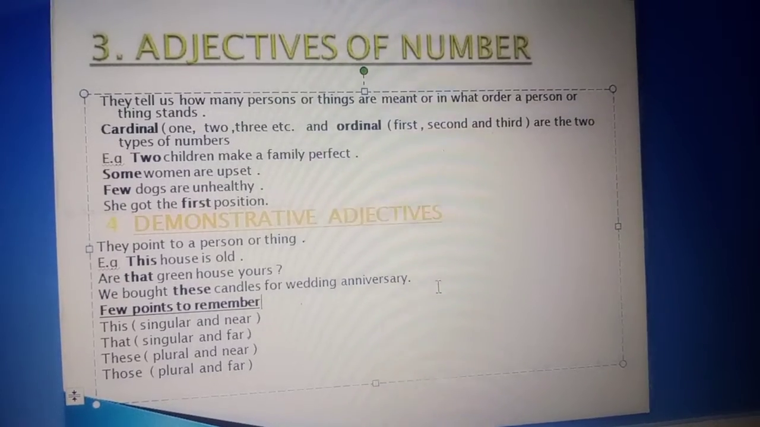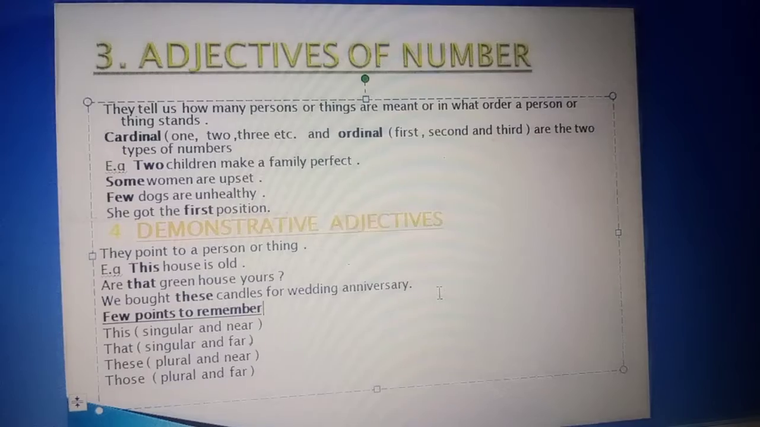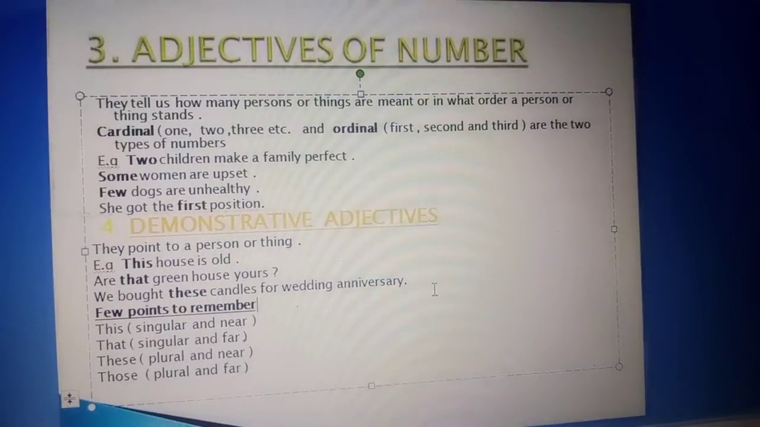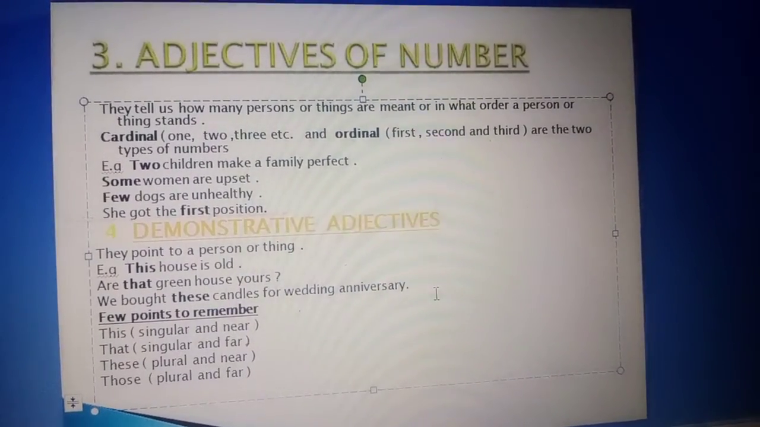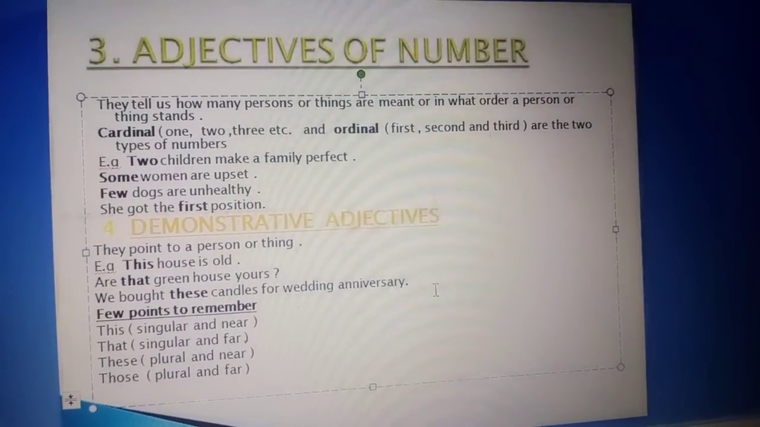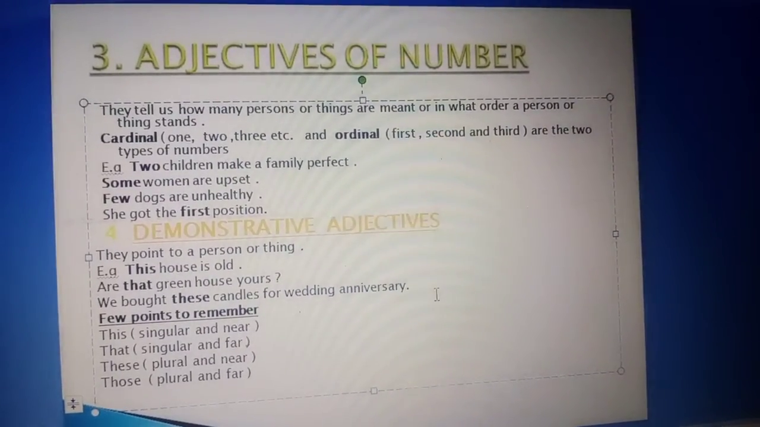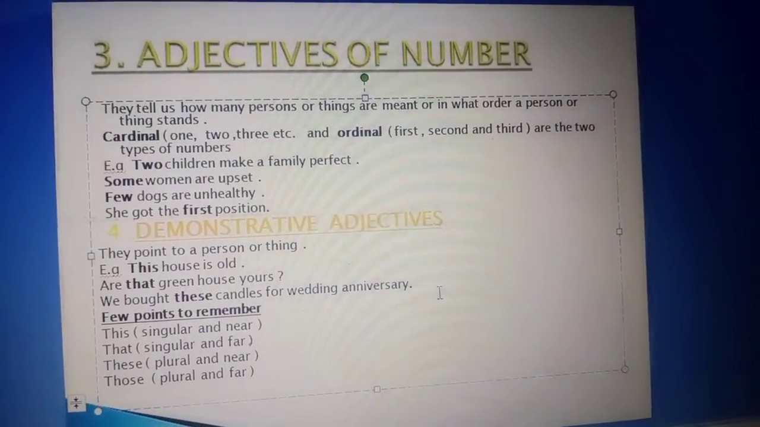Here students, few points to remember. Where do we make use of this, that, these, those? So this we'll use for singular and near objects. That we'll use for singular and far objects. These we'll use for plural and near objects. Those we'll use for plural and far objects. This is the difference among these.